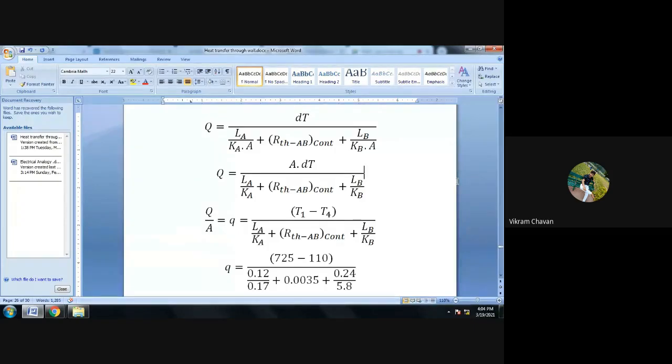I request roll numbers 35, 77, and 25 to reply with your answers in the chat box. It is compulsory for roll numbers 35, 77, and, what is the last number I have taken? 25. Okay, and others also can reply.